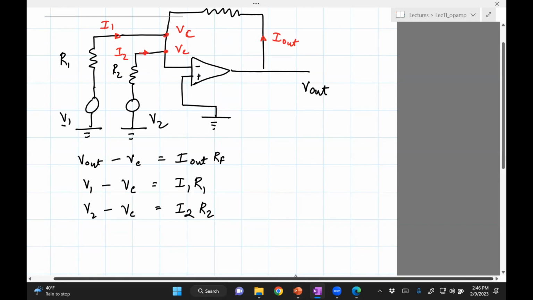Okay, so from these three equations, we see that the unknowns are I out, I1, I2, VC. And let's assume that we know V1 and V2 because those are our inputs, right? So V out is an unknown. So we have 5 unknowns, which I wrote down, but we only have 3 equations. So we need to generate 2 more equations.